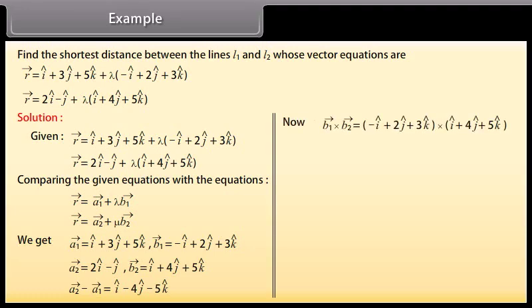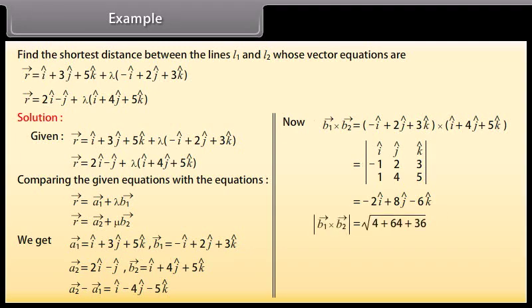Now, the cross product of vector b1 and vector b2 is (minus i cap plus 2 j cap plus 3 k cap) cross (i cap plus 4 j cap plus 5 k cap) equals the determinant, row-wise, first row i cap, j cap, k cap, second row minus 1, 2, 3, third row 1, 4, 5, which equals minus 2 i cap plus 8 j cap minus 6 k cap. Modulus of the cross product of vector b1 and vector b2 equals the square root of 4 plus 64 plus 36, which equals square root of 104.